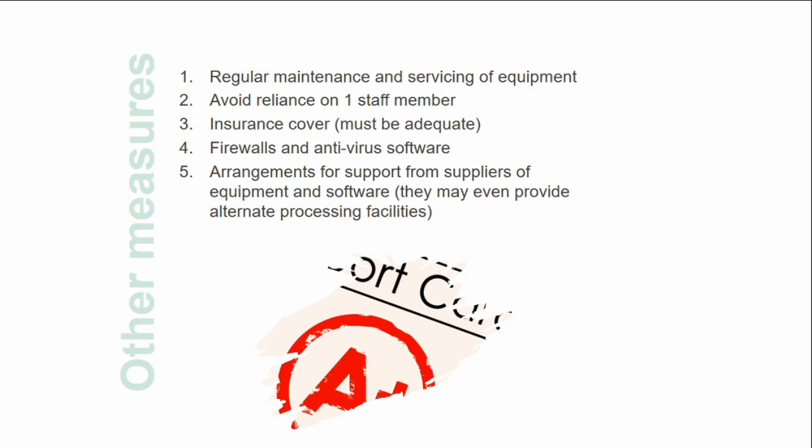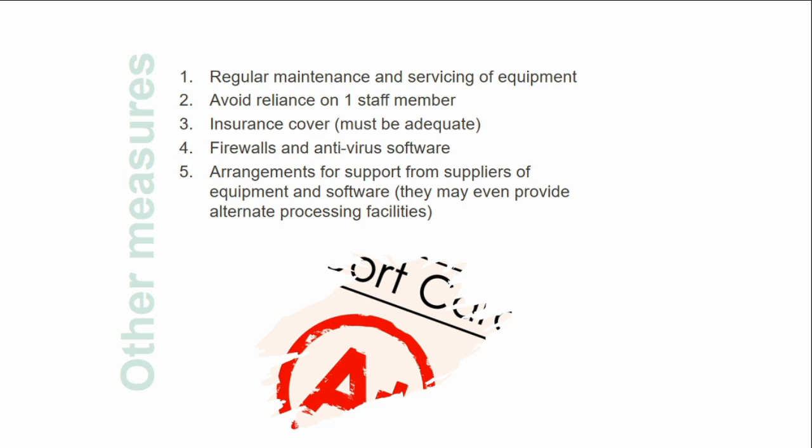We want to ensure that, so these are other measures that we need to take to prevent disasters. We always need to service our equipment and service our software. We need to ensure that there's no key person in staff. We mustn't place all our reliance on one person doing something, because that makes that person very powerful, but also if something were to happen to that person, it damages the company.